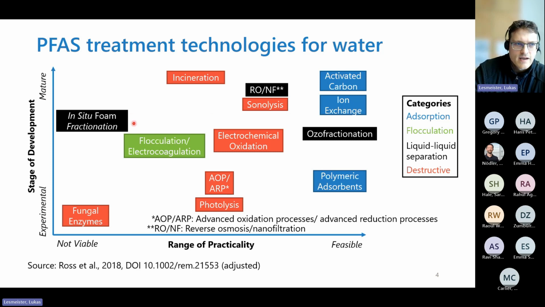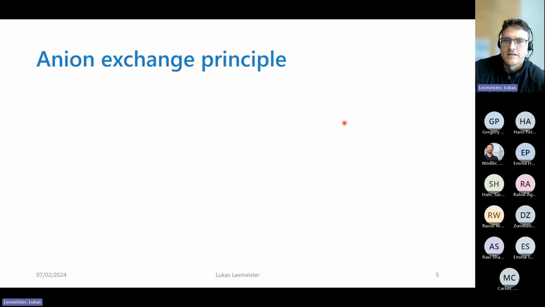What you see here is that all of these technologies are at a different stage of maturity and have been rated with a different practicality for a practical application. And when we look at the top right corner here, we see that ion exchange processes have been found to be very feasible for PFAS removal and are also at a quite mature stage already. So we have quite promising technologies here at hand.